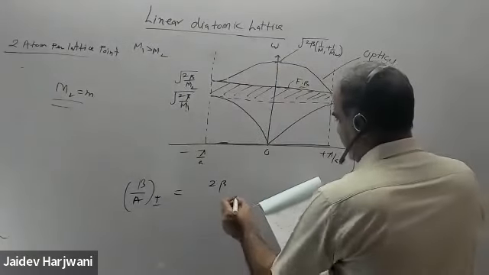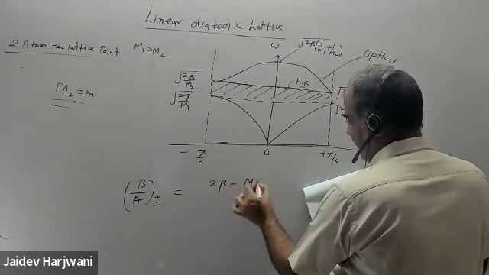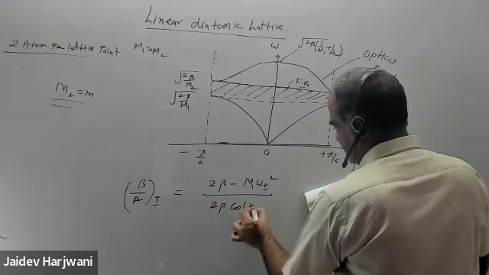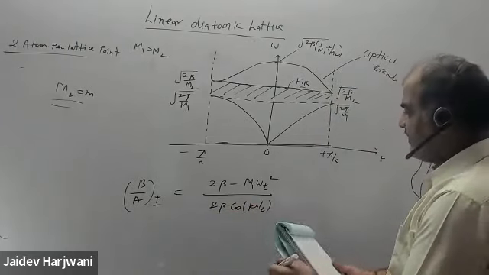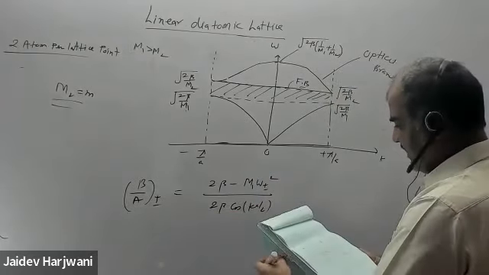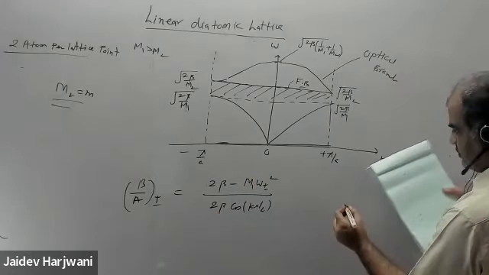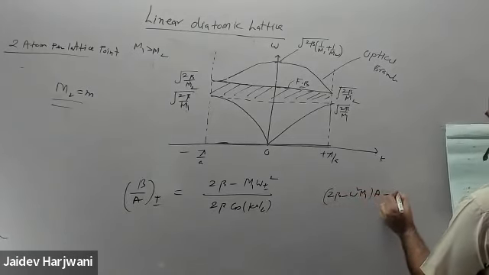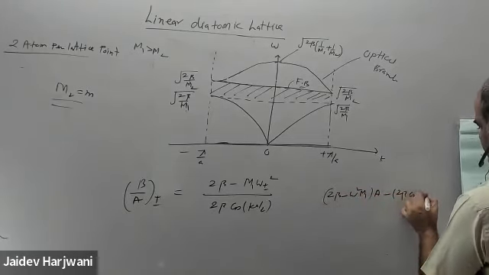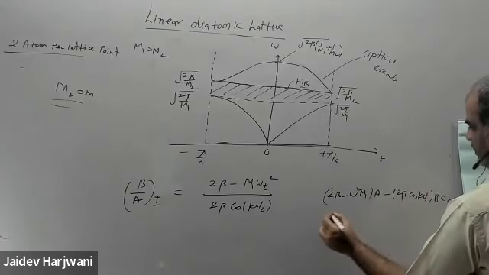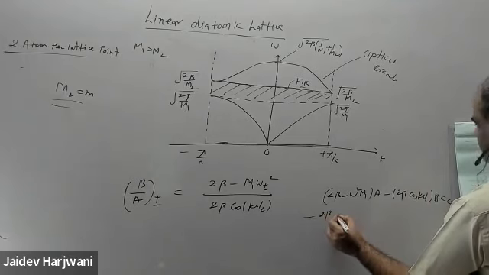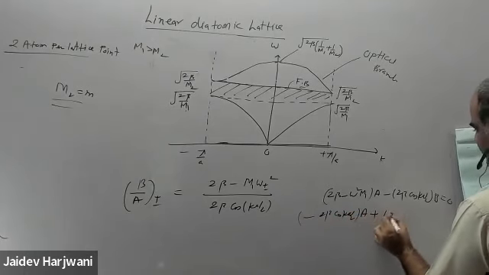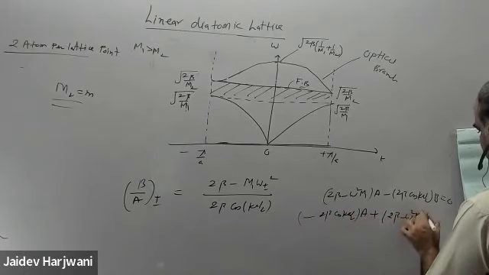So I'm taking the second equation, and I can write m1 upon 2 beta cos k by 2. Earlier we had these 2 equations for the amplitudes: 2 beta minus omega square m1 A, minus 2 beta cos k by 2 B equals 0, and 2 beta cos k by 2 A plus 2 beta minus omega square m2 B equals 0.